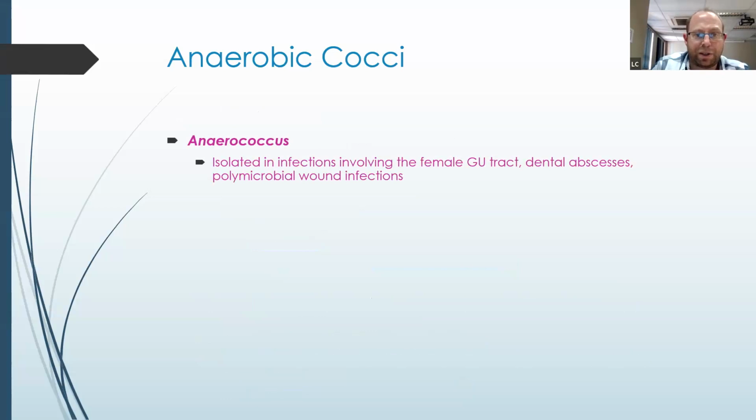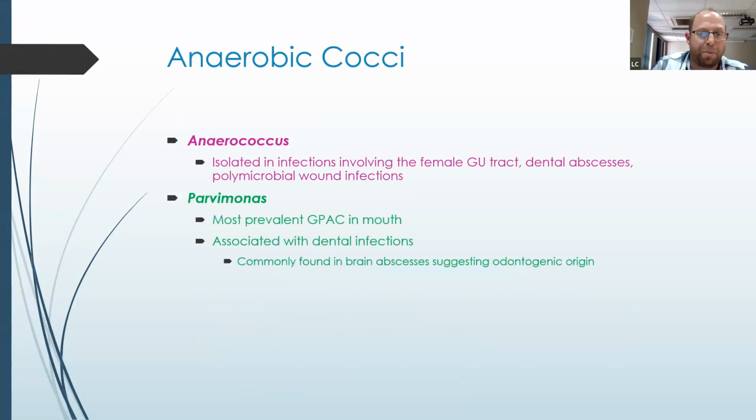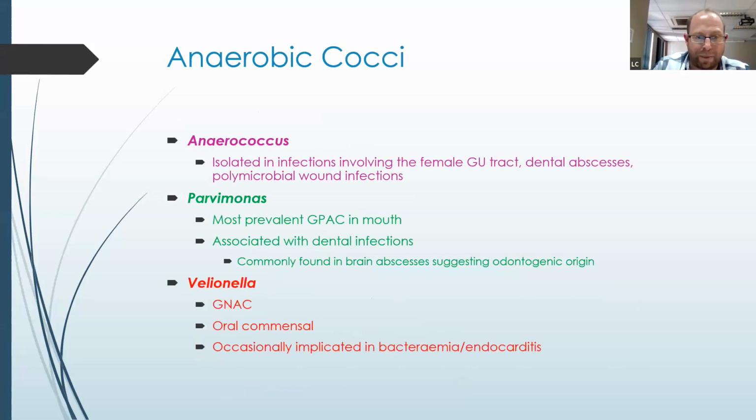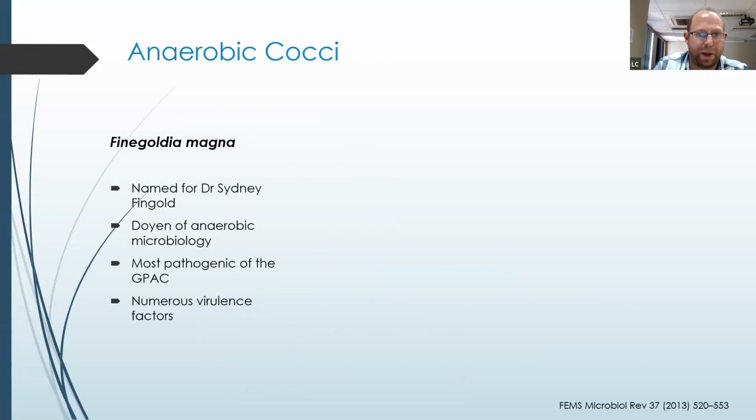Anaerococcus is isolated from infections involving the female genitourinary tract, dental abscesses, and polymicrobial infections. Parvimonas, again, is the most prevalent gram-positive anaerobic coccus in the mouth and is associated as such with dental infections, and as such it can be found in odontogenic brain abscesses. Veillonella, the only gram-negative anaerobic coccus I mentioned, is an oral commensal, and again, it's occasionally implicated in bacteremia and endocarditis. However, it's pretty rare.